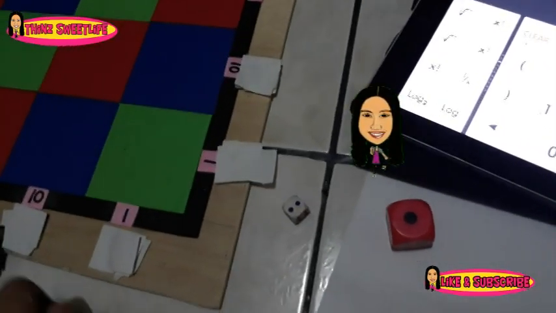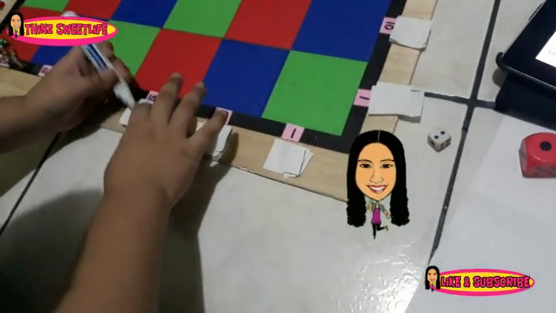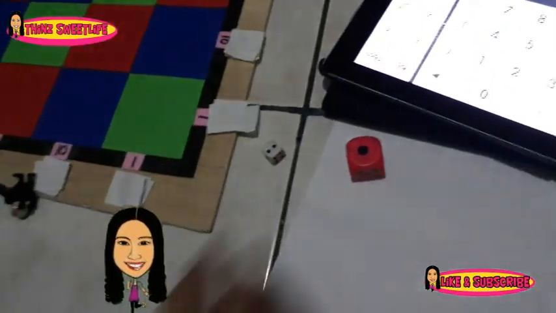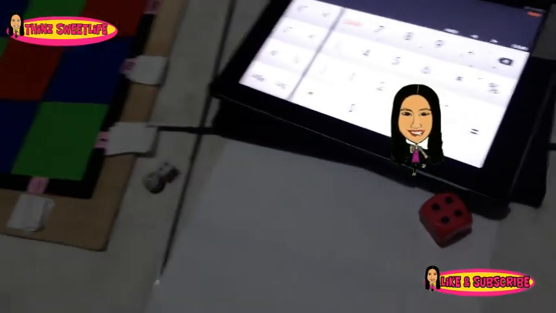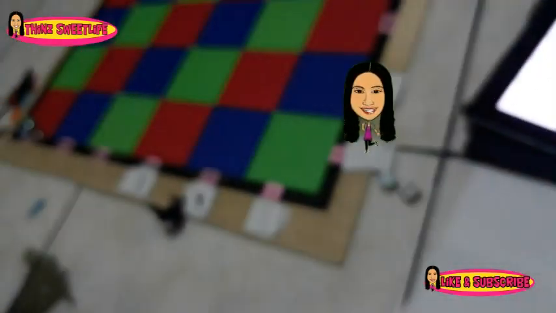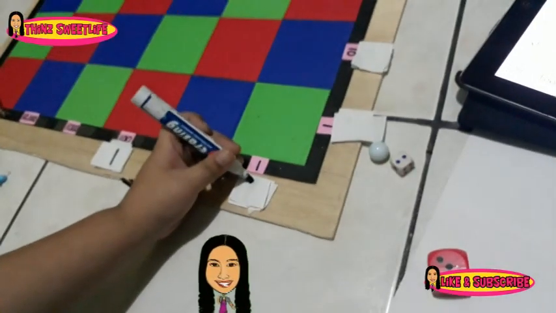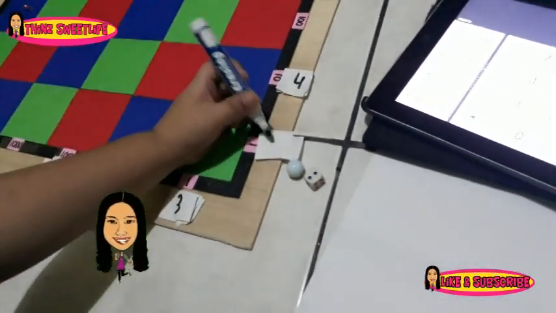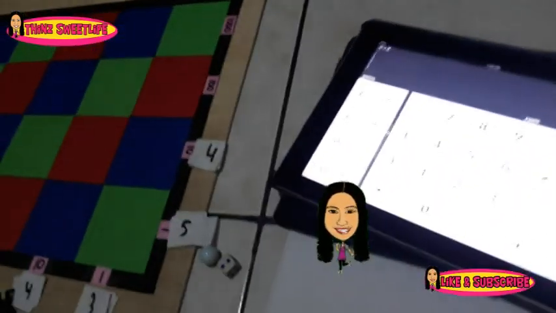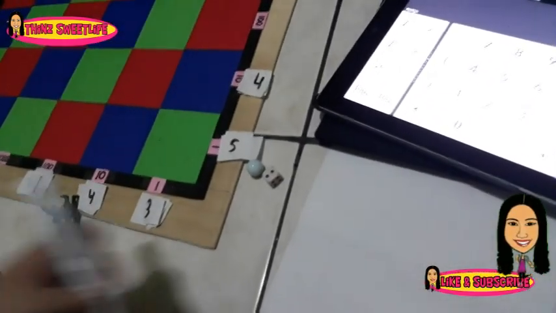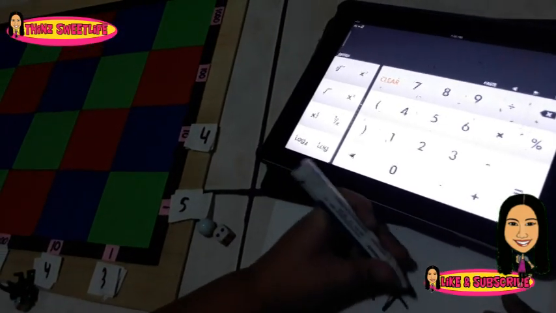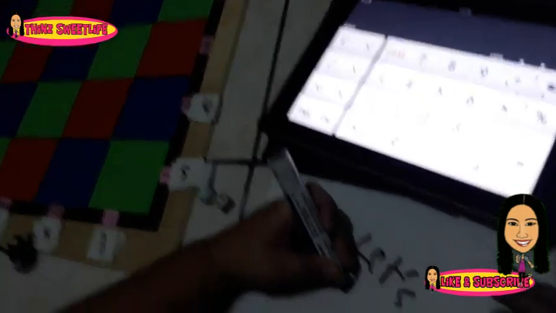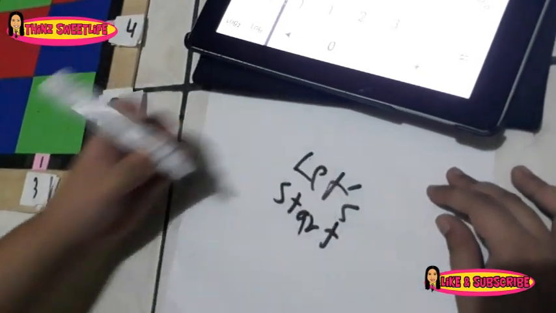One again? Yes, put one. Okay, next. Four, easy. Three, easy. Two. Four, really easy. Five. Let's start. I put here first the given number, 143.